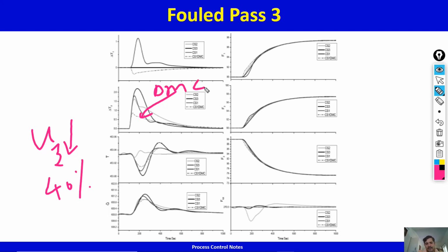And of course you can also see that F dot is perfectly controlled in CS1 decentralized or CS1 DMC. And that's because delta F1 and delta F2 and delta F3 are moved in a way so that F1 plus F2 plus F3 remains constant. Alright. So that was all that I wanted to tell you. The point is, if you account for multivariable interaction, which DMC truly does, you get tighter control. That was the point that we were trying to make, and that is, I suppose, well made.